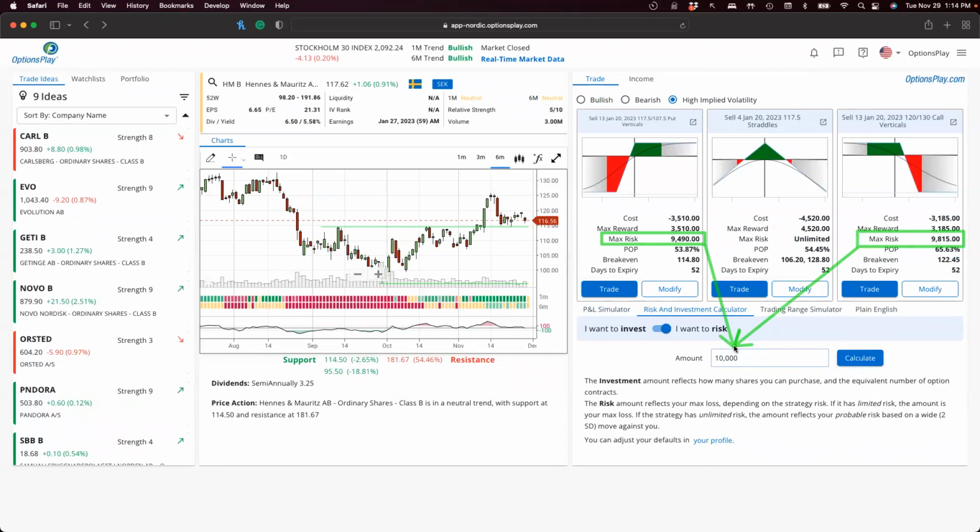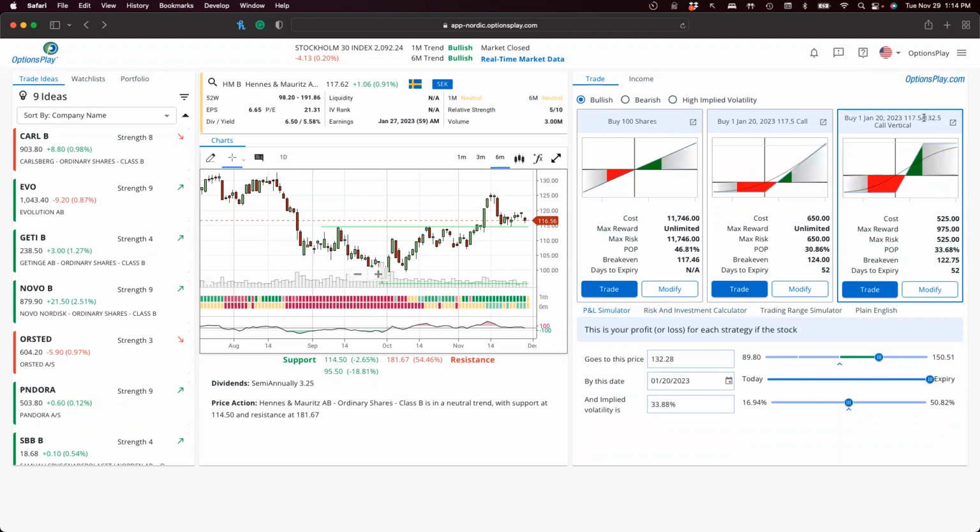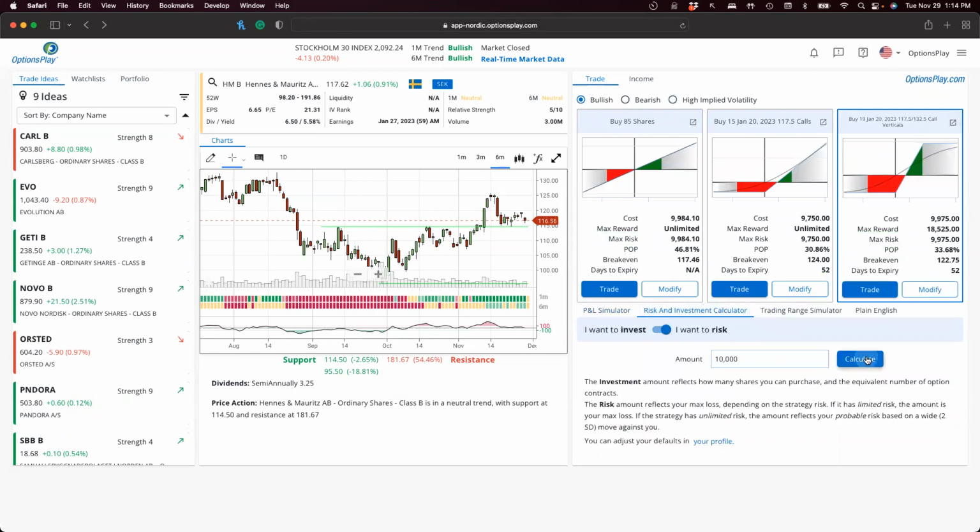So it's important for me to know that I don't have to do the calculations myself. Every single time I'm looking at a trade like this, I'm looking at the January 117, 132.5 call option, I click on calculate and it tells me I can buy 19 contracts of this. That means my max risk is 9,975, within the 2% of my total portfolio value.